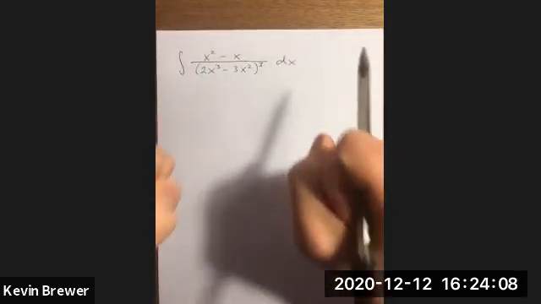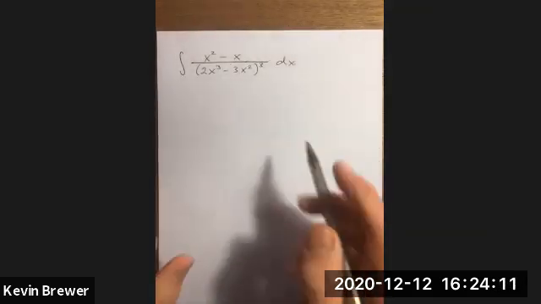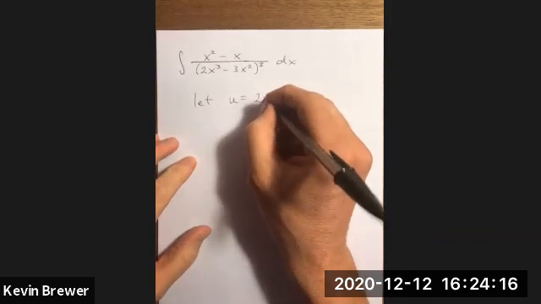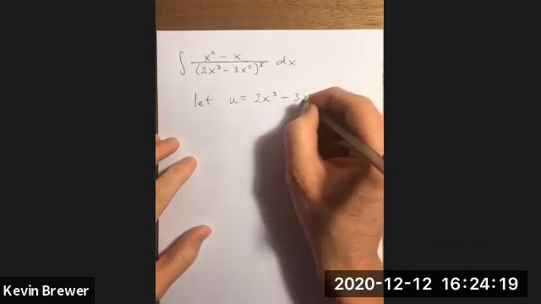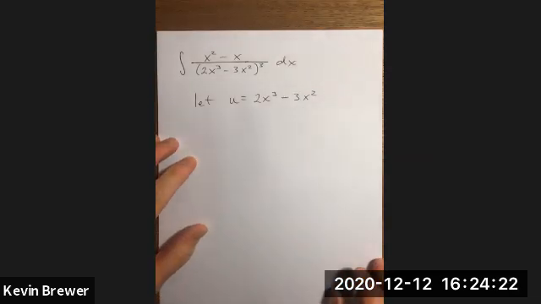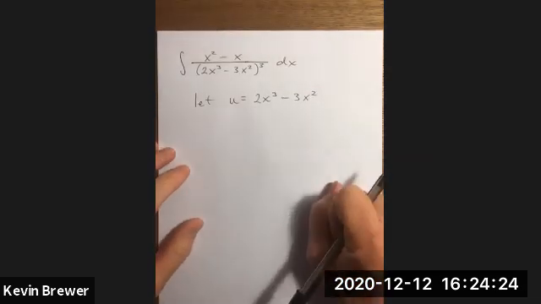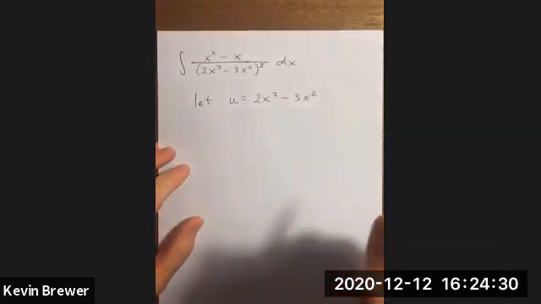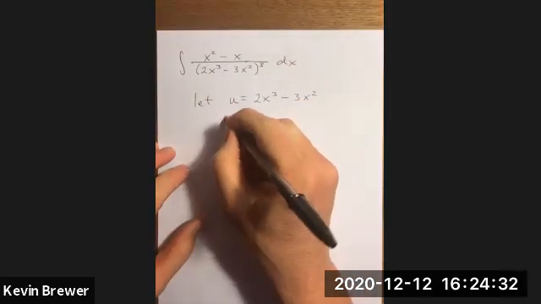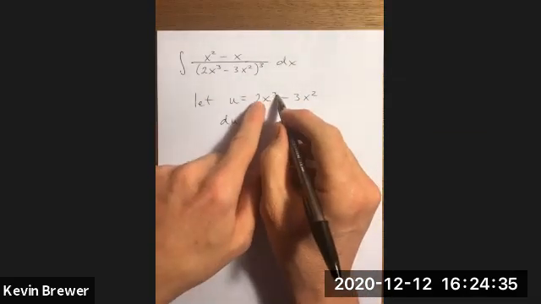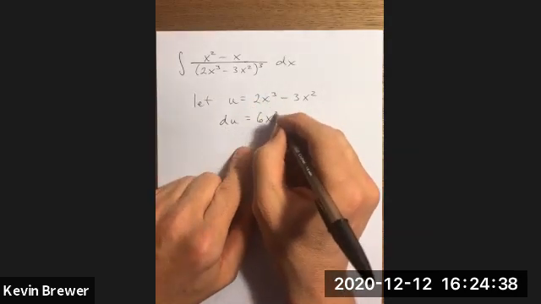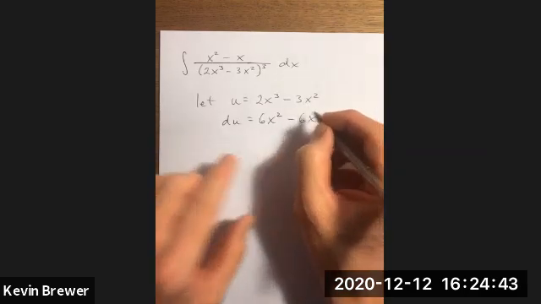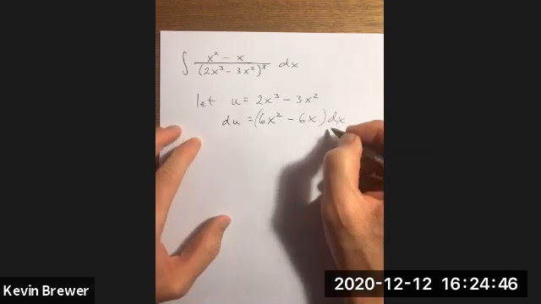Try it. I know it doesn't seem like it's going to work. Try it. You've got to go for it. Let u equal 2x cubed minus 3x squared. Then, as we say, turn the crank, learn the method. And once you learn the method, you've got to just make yourself go through it. du is, bring the 3 down, 6x squared minus, bring the 2 down, minus 6x dx.